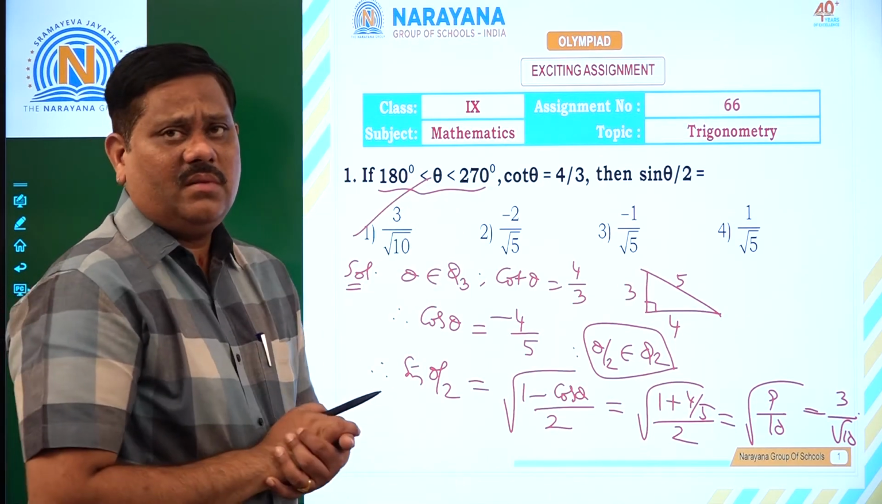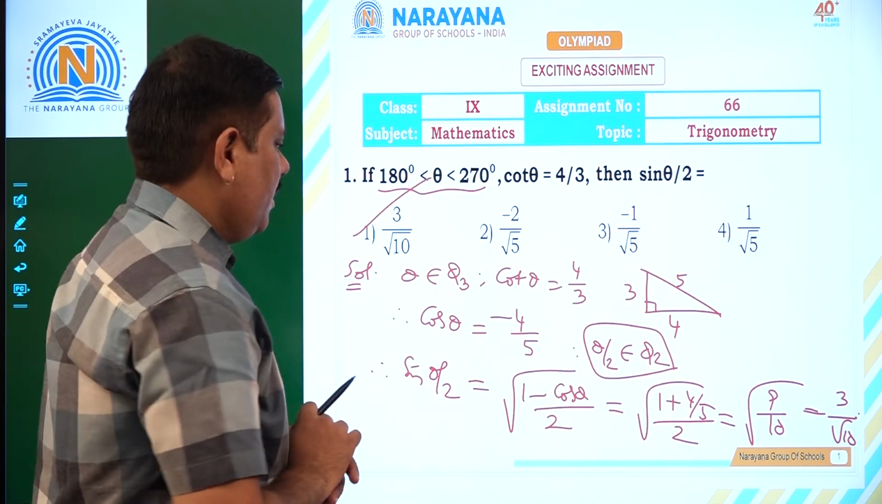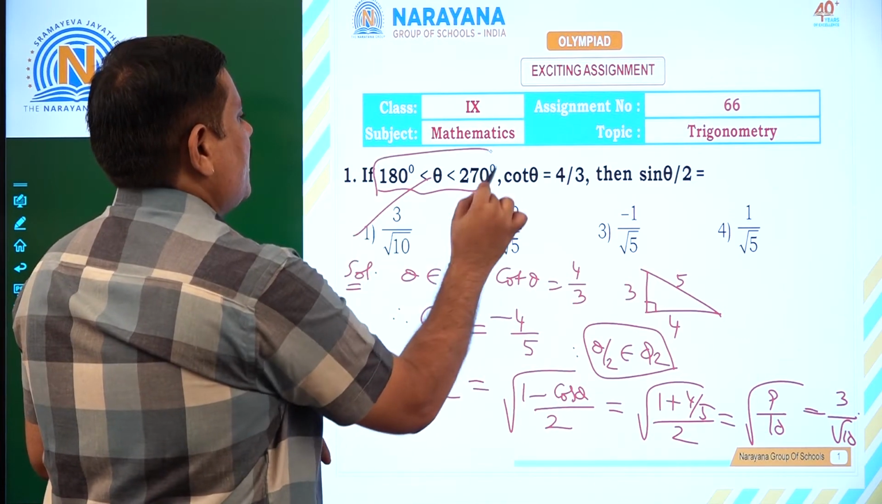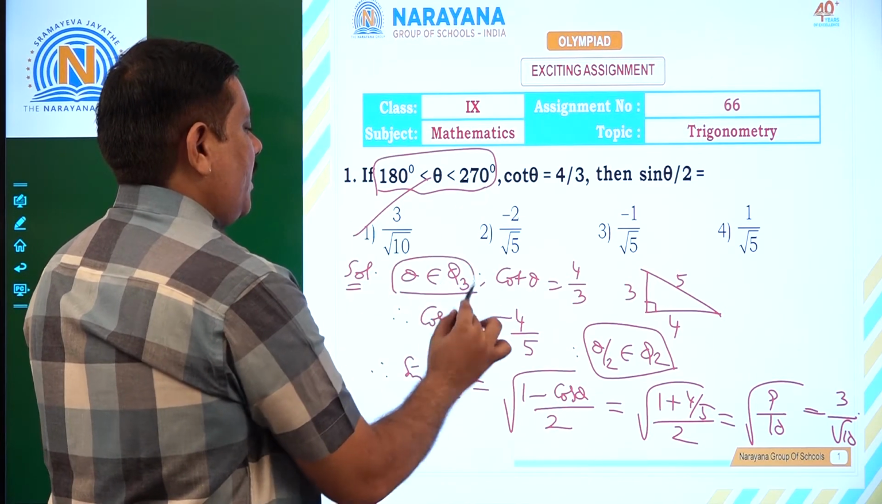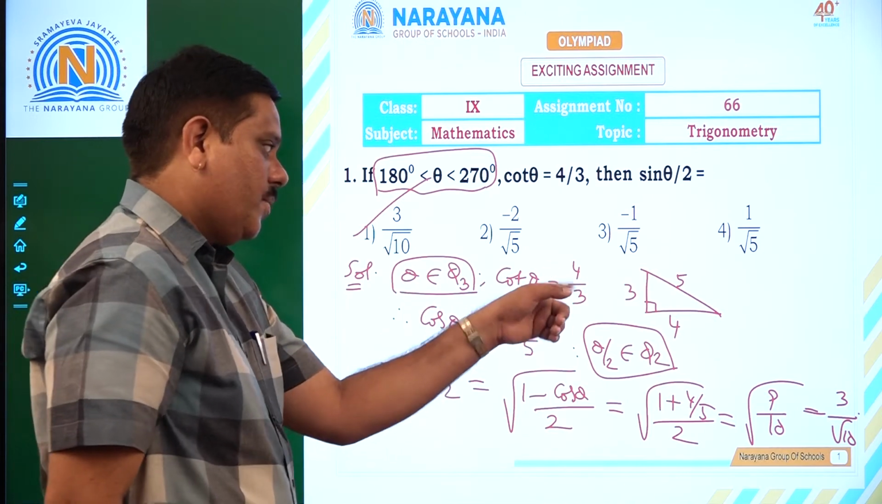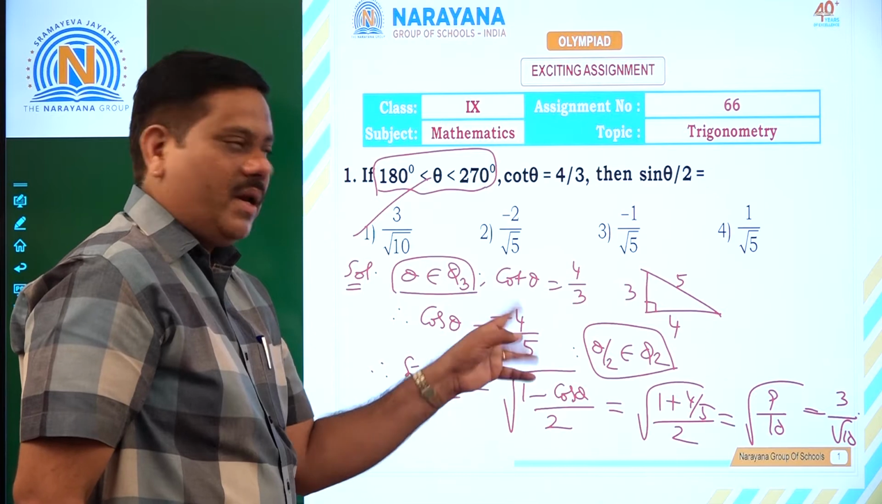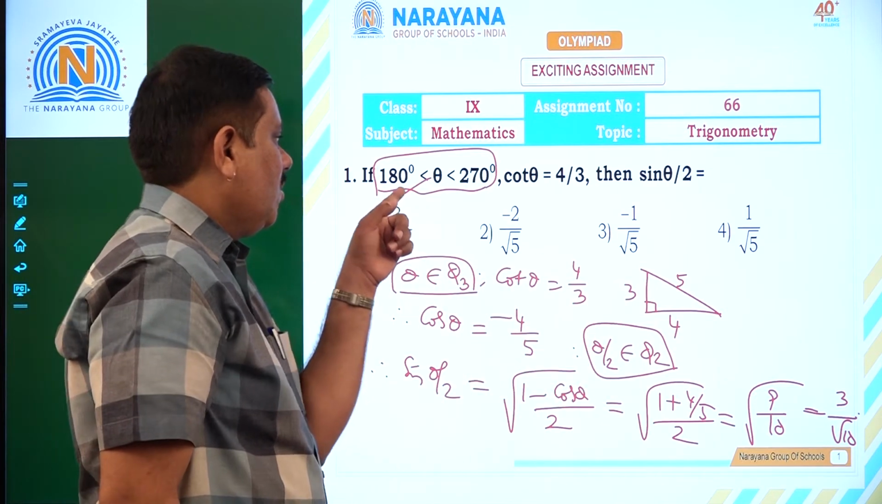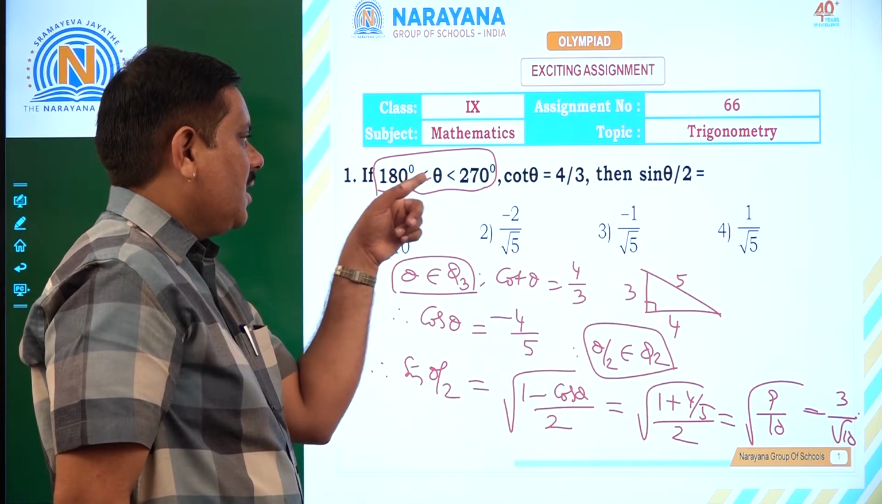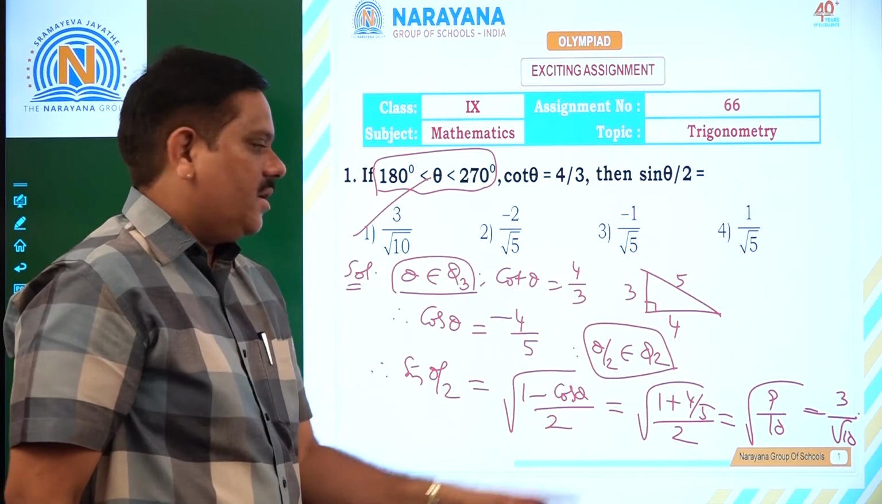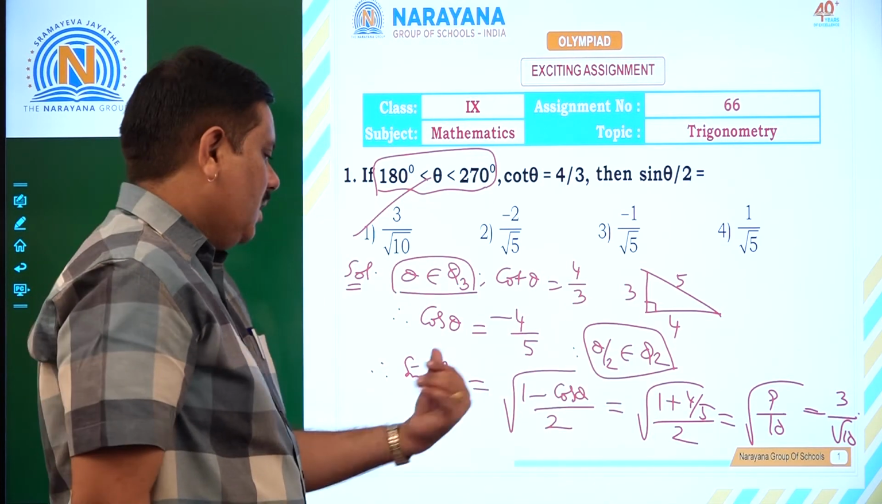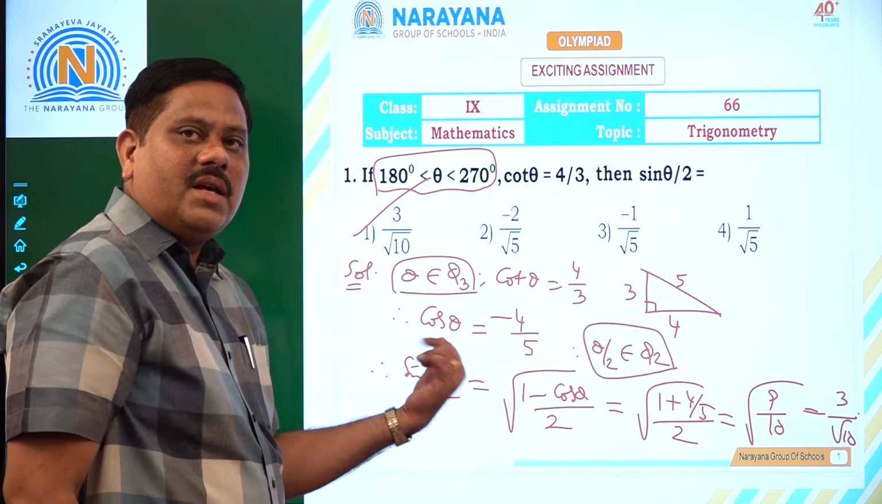Here there are some important factors to be noted. If theta is given in this interval, theta is in quadrant 3. In quadrant 3, cot is of course positive, but cos will be negative. This is what we have to observe. Next, theta by 2 is in quadrant 2 because theta by 2 means 90 degrees less than or equal to theta by 2 less than or equal to 135 degrees. So theta by 2 is in quadrant 2. In quadrant 2, sin theta by 2 is positive.